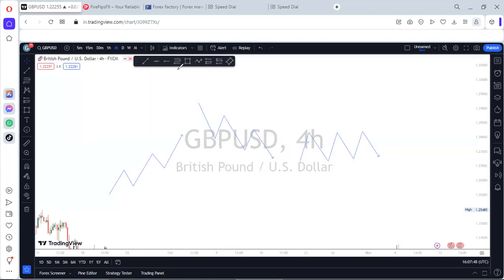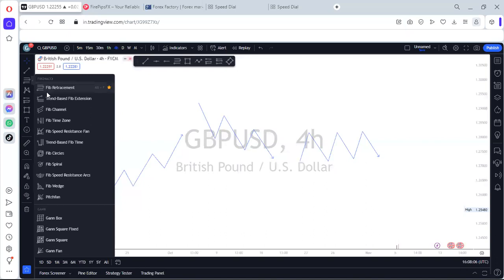This is the tool called Fibonacci. You can also see it right here. So how do you get the Fibonacci tool? You can click on this area right here, click on this, and you will see Fibonacci retracement. Look at it here, guys. So this is it here. This is the Fibonacci retracement.